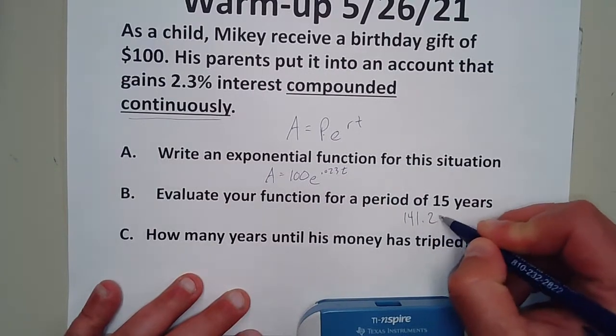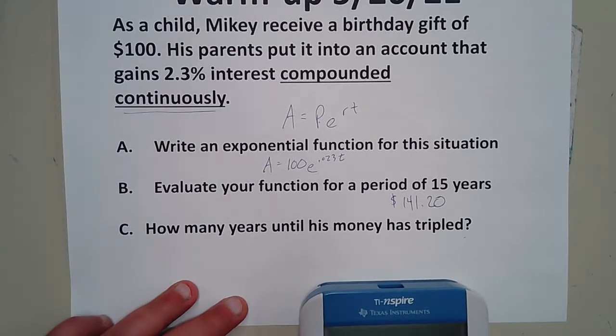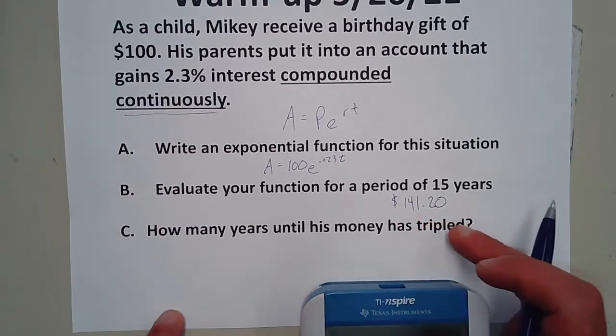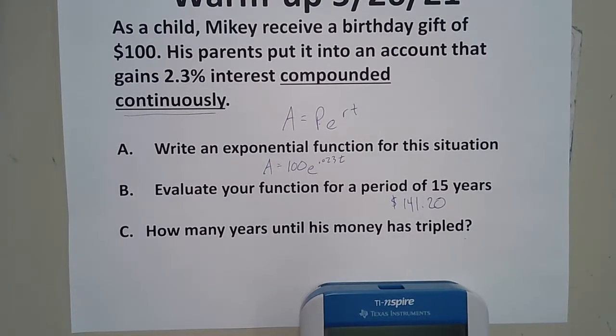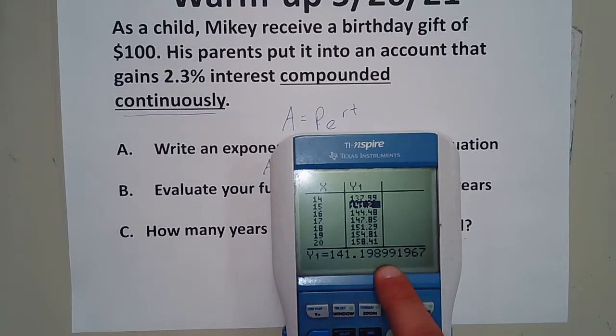Now, if you remember this problem from the day before, we got the same exact answer. So when it was compounded daily, we got $141.20. When it was compounded continuously, we got the same answer. Now, technically, this one is a tiny bit higher. This one's like 1.98. I believe the other one was like 0.197.